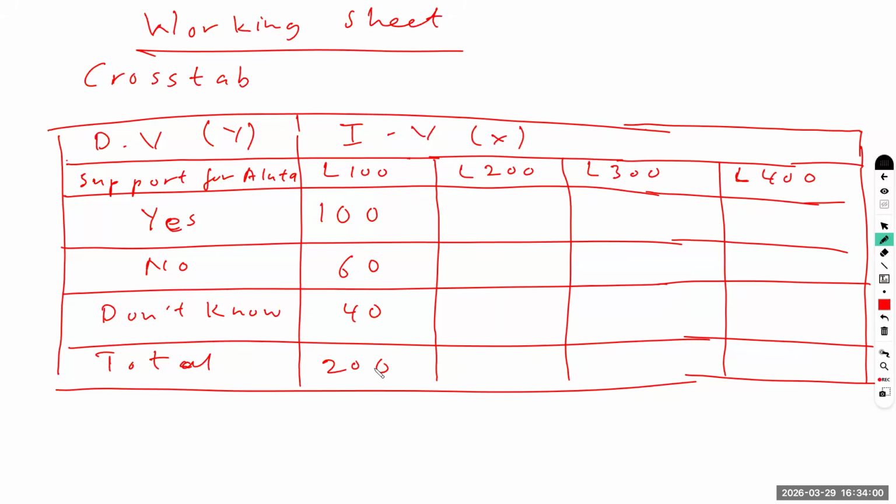Who is giving us level 300? For level 300, the yes is 50. Sorry, level 200. Who's in level 200? Okay. Level 200, the yes is 120. The no is 140. And then don't know is 40. Which makes the total 300.